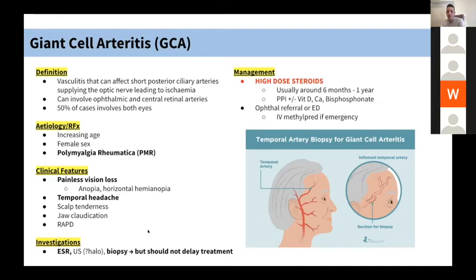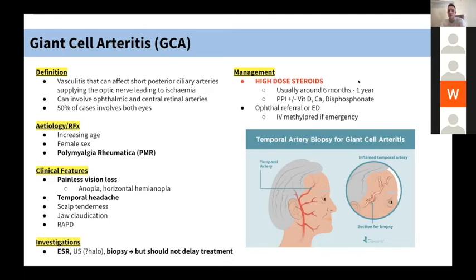And also a biopsy. However, if you've got someone coming in and you think they've got GCA or temporal arteritis, you're not going to send them off for a biopsy and wait. You'll pretty much just start them on treatment, which is steroids. So you'll put them on high-dose steroids, which they'll be on usually for like 6 months to a year, so a very long time.